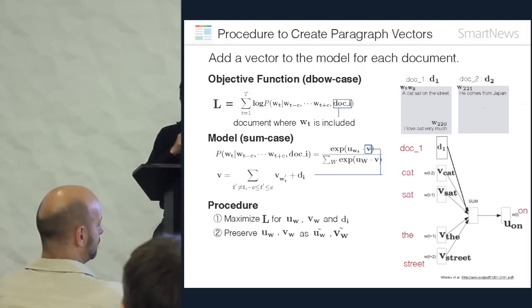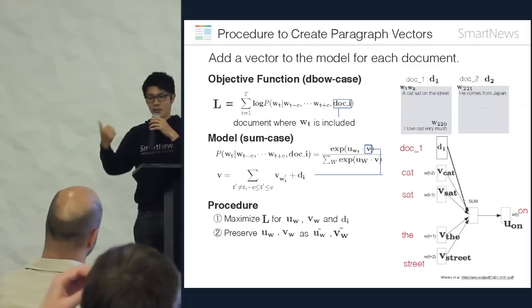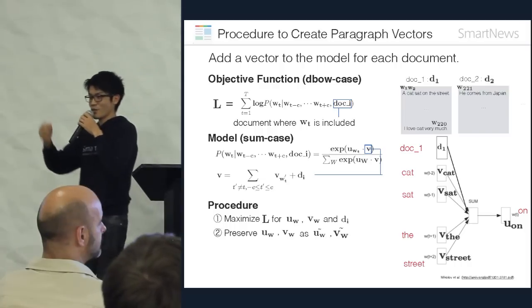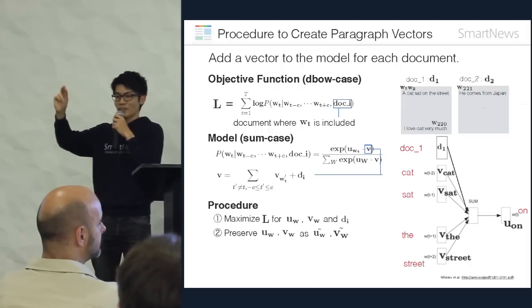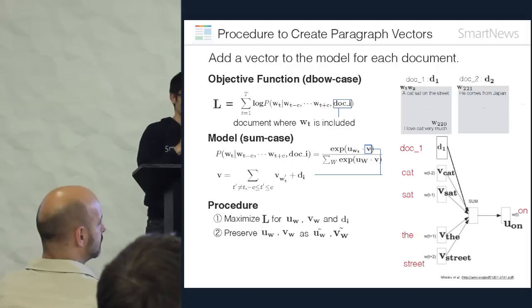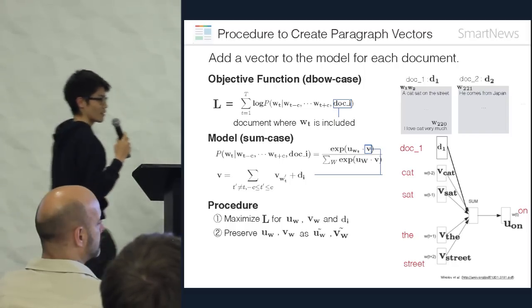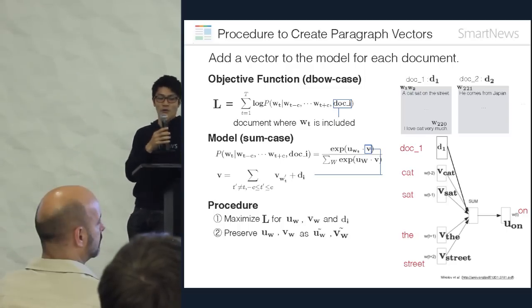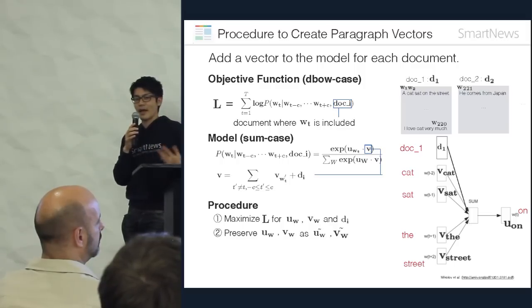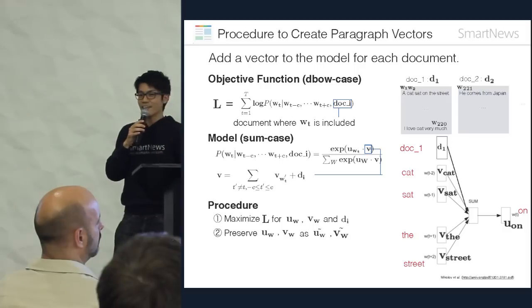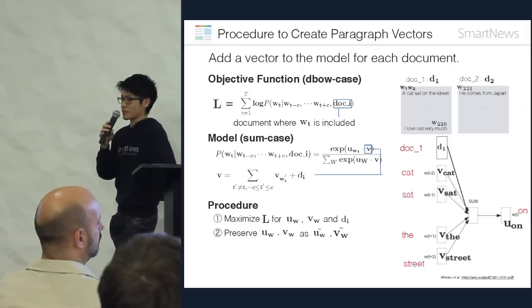After this process of maximizing L, we get the optimized values of U, V, and D. When a new document comes, we label the document W1, W2 again, and then we maximize this objective function, L_Doc. We don't need to maximize L_Doc for U and V because we already have their optimized values. All we have to do is maximize this function for D. And we get the optimized value of D, and this is the paragraph vector for the document.